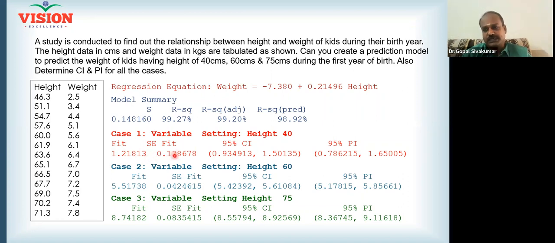And now the standard error of the fit is calculated and the 95% confidence interval. That means the doctors are confident that though they expect the baby to have a weight of 1.2, they are very much confident that the weight will be at least between 0.9 kilograms to 1.5 kilograms. Do you understand?